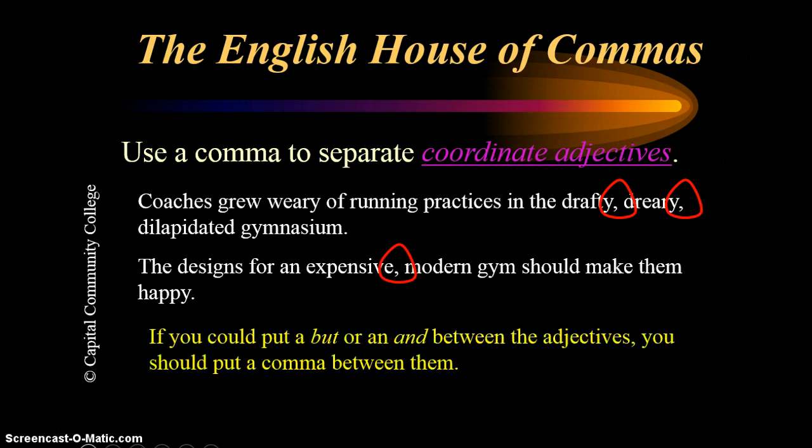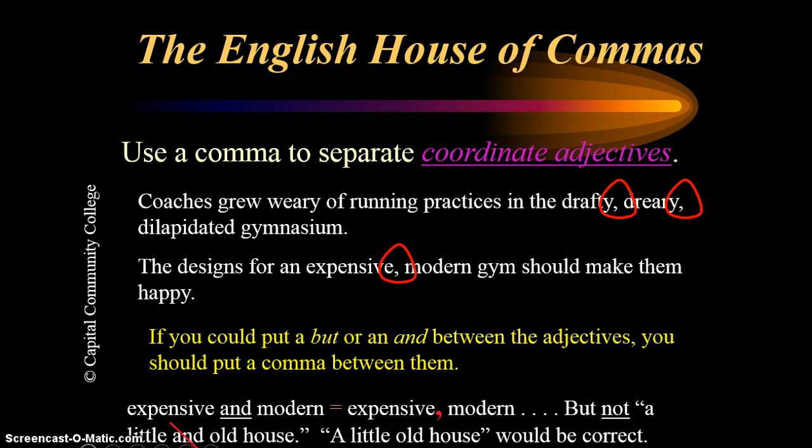Sometimes you should remember that if you could put a but or an and in between the adjectives, you should put a comma in between them. So we might say expensive and modern. The gym was both expensive and modern, then you would use the comma. But a little old house would be correct because you wouldn't say a little and old house because it's not necessary.